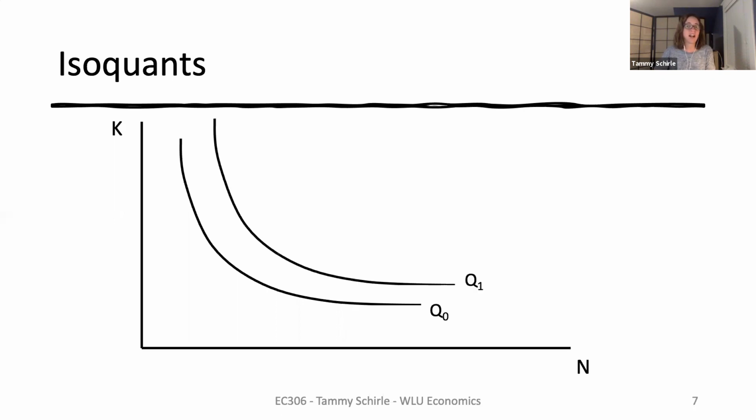If we wish to consider a higher level of output, say Q1, we would have to consider an isoquant that represents the use of more inputs. The important thing to know about an isoquant is that its slope represents the marginal technical rate of substitution, describing that extent to which we can trade off using one input for another while holding output constant.